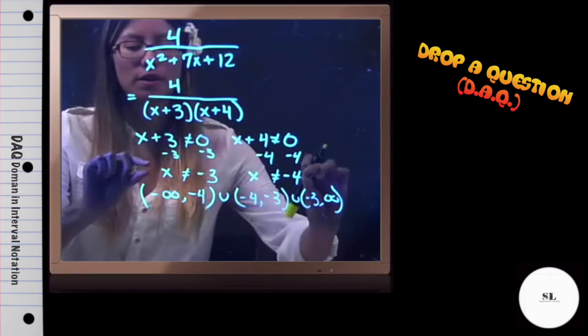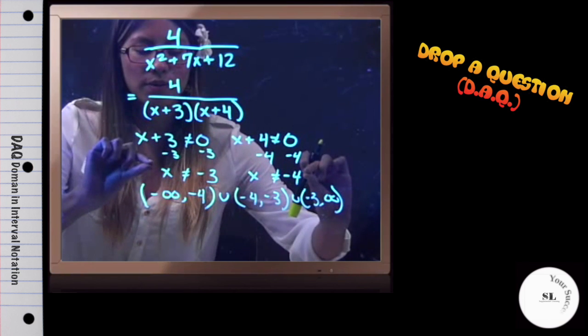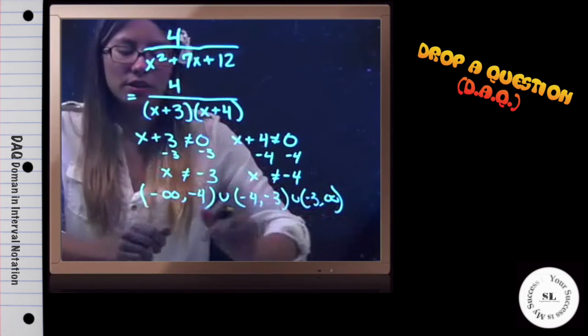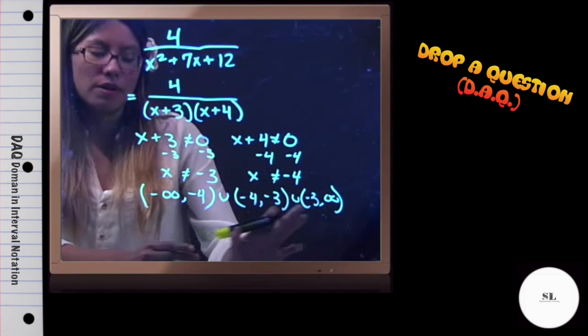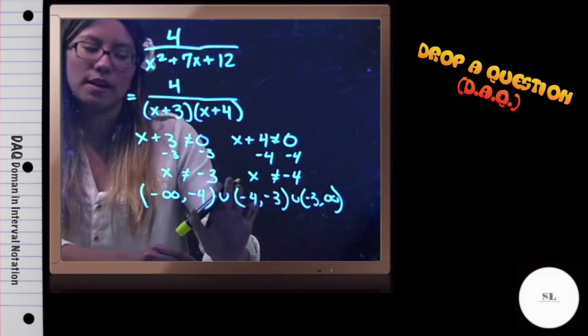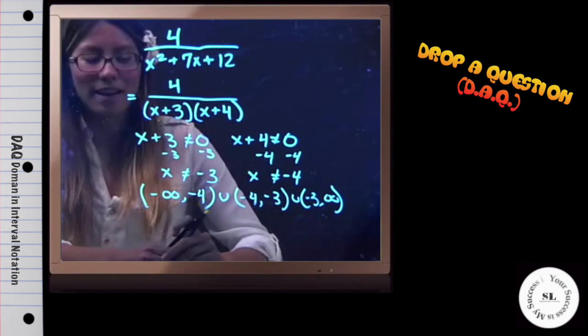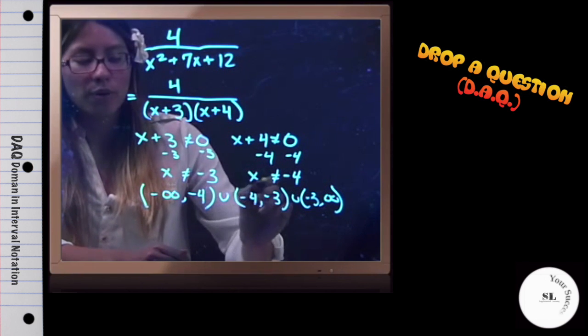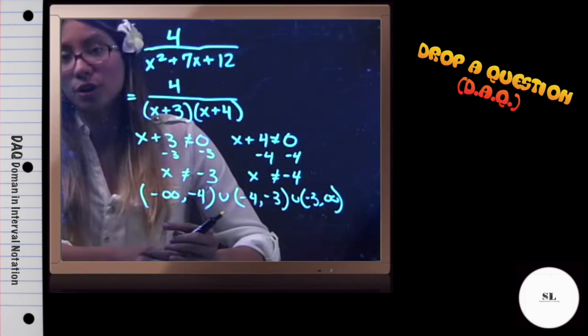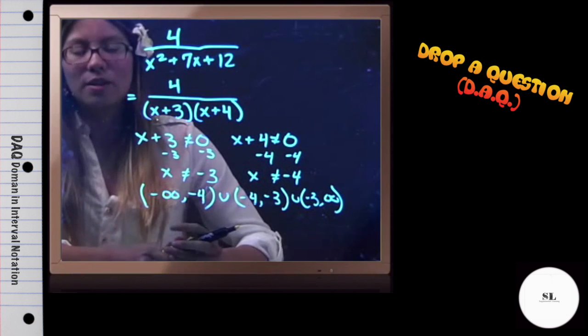And that's how you would write both of these in interval notation. It's covering every real number except for negative 3 and negative 4. And that's also why we use parentheses. Brackets mean that you're including the number. So make sure that with domain you use parentheses.